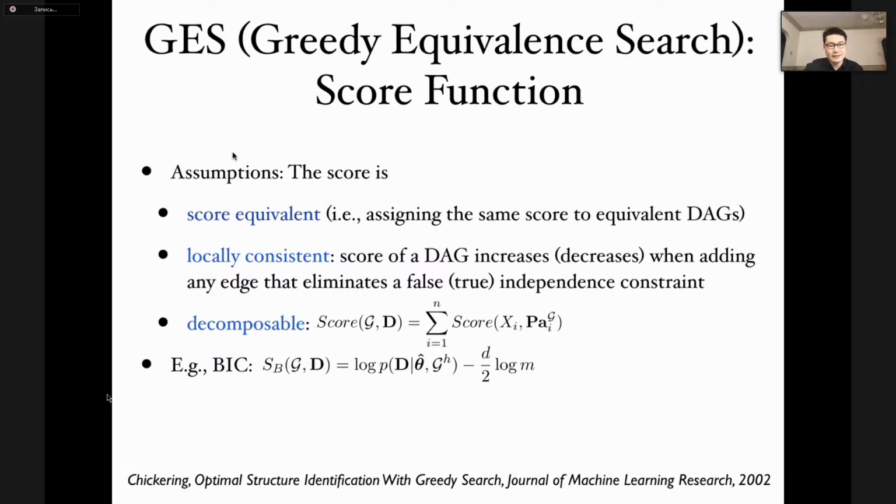So here are the assumptions. First of all, we assume the score that is used for causal search is equivalent, meaning that it assigns the same value to Markov equivalent DAGs. Second of all, the score is locally consistent. So if you add an edge that can eliminate some false independence constraint, then the score would be better. And finally, the score is decomposable. The total score is the sum of the individual scores right here. Each term corresponds to a particular random variable as the effect. For instance, the BIC score satisfies those conditions, and the BIC score has been used in GES.